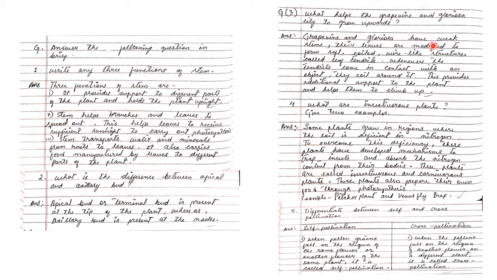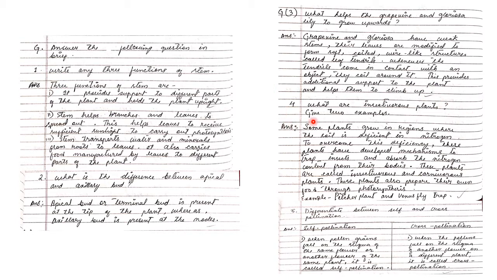Now, number 3. What helps the grapevine and gloriosa lily to grow upwards? Grapevine and gloriosa have weak stems. Their leaves are modified to form soft, coiled, wire-like structures called leaf tendrils. Whenever the tendrils come in contact with an object, they coil around it. This provides additional support to the plant and helps them to climb up.